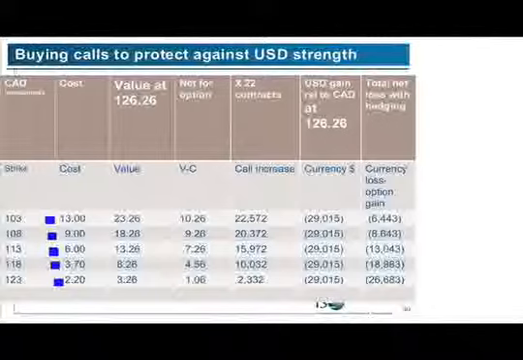So where did I get the biggest bang? Well, in nominal terms, it's going to be the 103 call. But I paid the most. So I get back, I profit $22,572. I lose $29,000 in my currency exposure, my Canadian currency exposure, so I lose about $6,000.